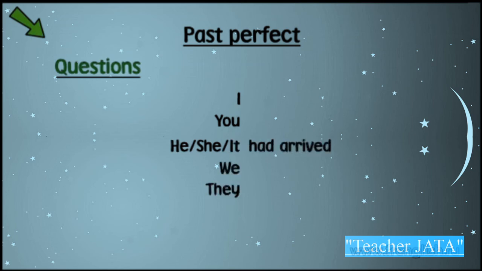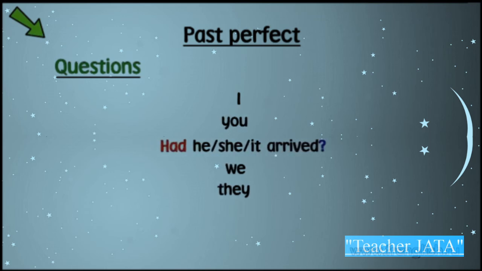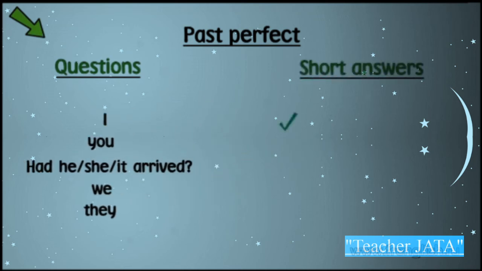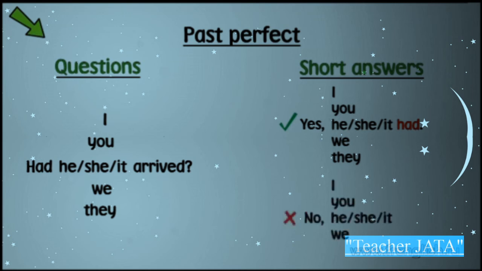To form past perfect questions, we move had before the subject. We make positive short answers with had, and we make negative short answers with hadn't.